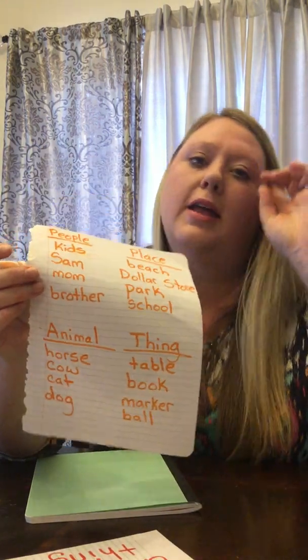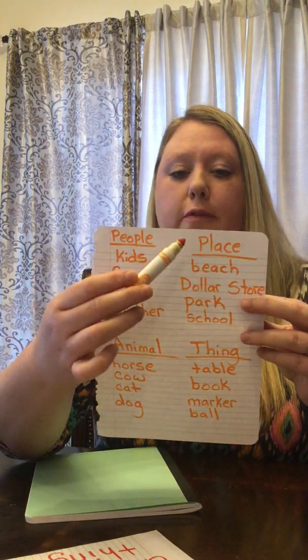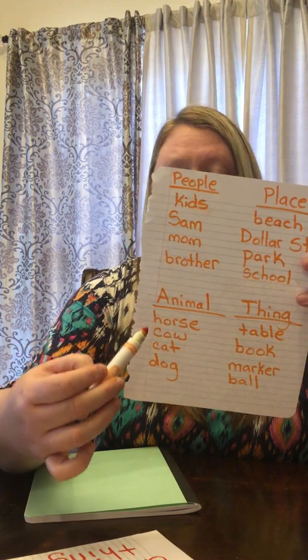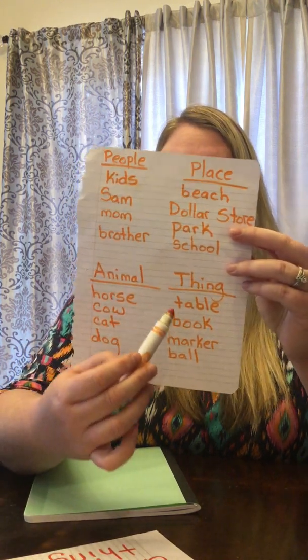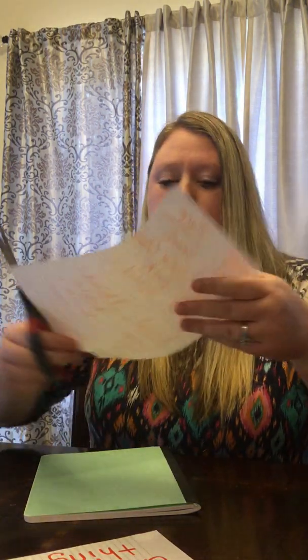Okay, so this is my list of nouns. I have 4 people. I have 4 places that you can go. I have 4 animals. And I have 4 things. What I'm going to do with them is I'm going to cut them apart. So I'm going to kind of show you how. I'm going to start with my people. I'm only going to do a few to show you because you're going to be doing this on your own later. I'm going to pick a noun and I'm going to cut it out.